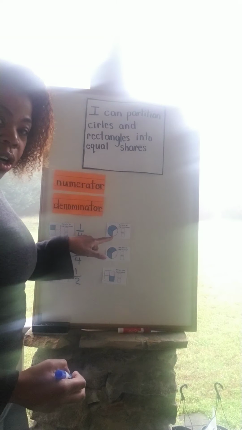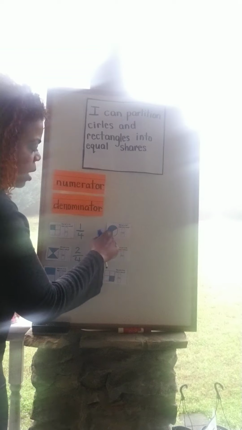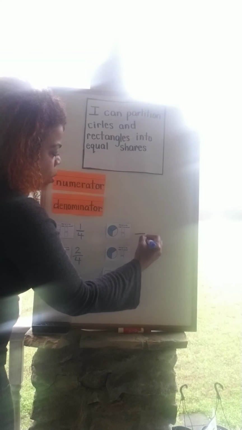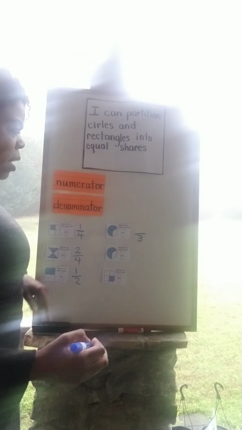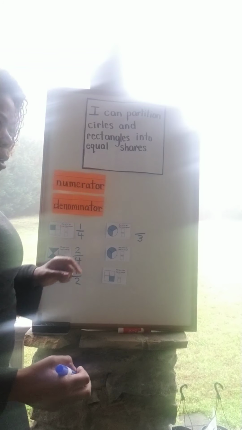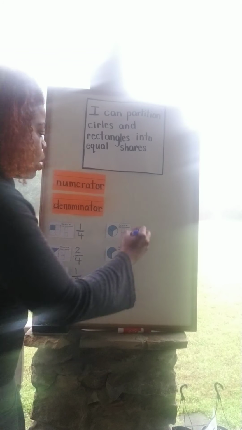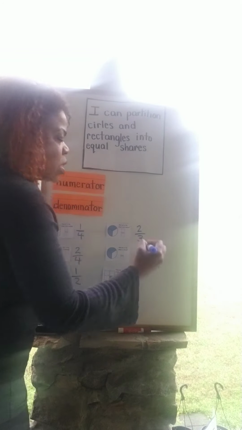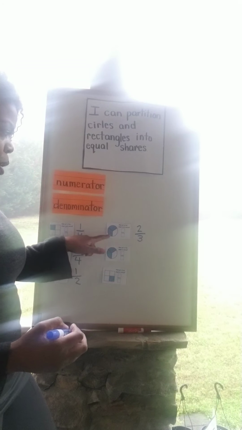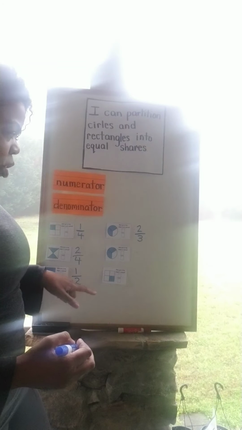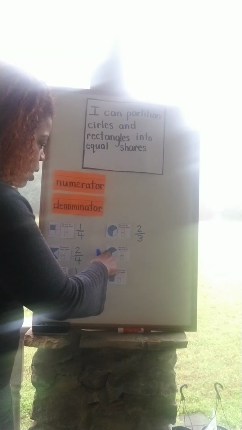Let's look at this circle right here. How many equal parts? It has 3 equal parts. 3 partitions. How many partitions are shaded? 2. So we say this is 2/3. 2/3 of this circle is shaded. That's the fraction.